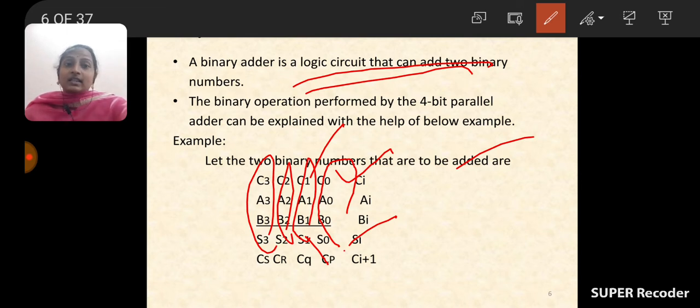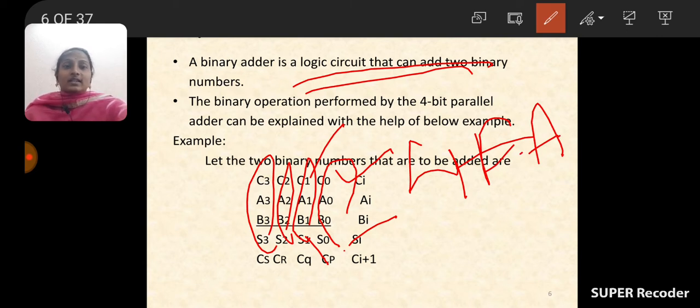So a single parallel adder does the function of 4 full adders. How many full adders are there here? 4 full adders, to add 3-bit sets, 4 sets are there. So it will do the function of 4 full adders at the same time, so that the speed of addition will be increased.